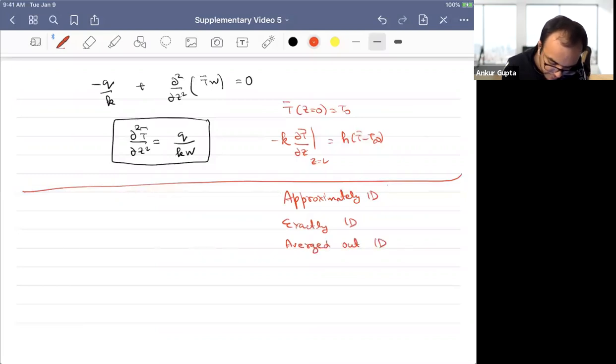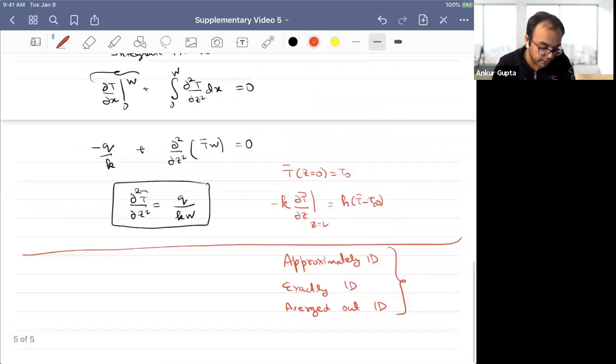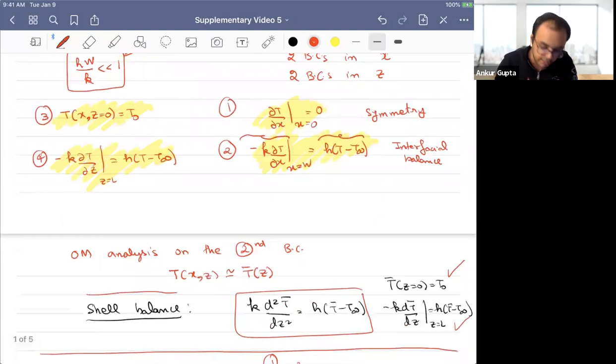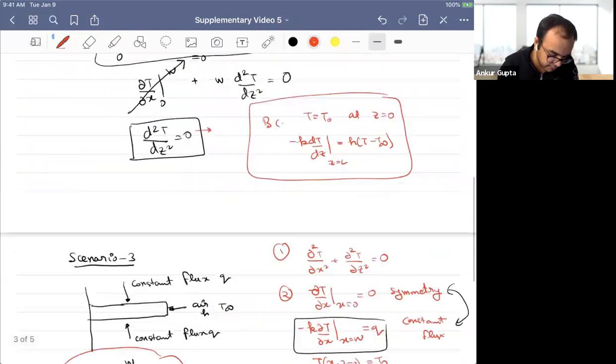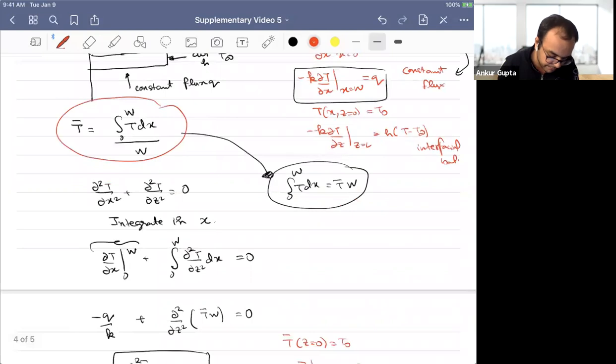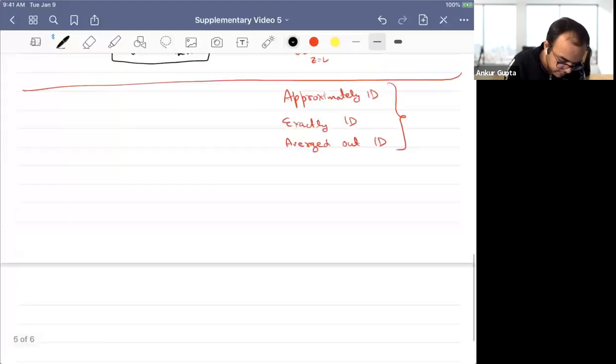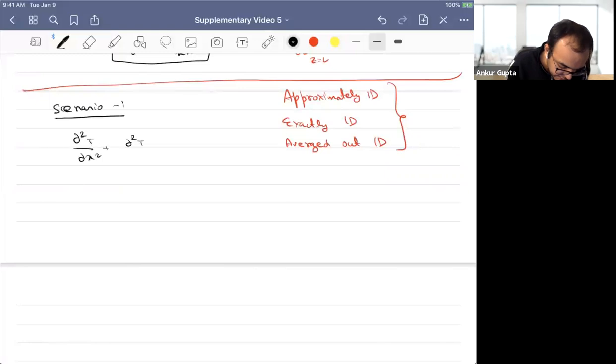Okay. And now finally, I'd like to close this video by going back to scenario 1. And rather than doing a shell balance, I want to approach this problem like I approached scenario 3, where I described this average T bar. So let's go back to scenario 1. We get del square T by del x square plus del square T by del z square is equal to 0. Okay.